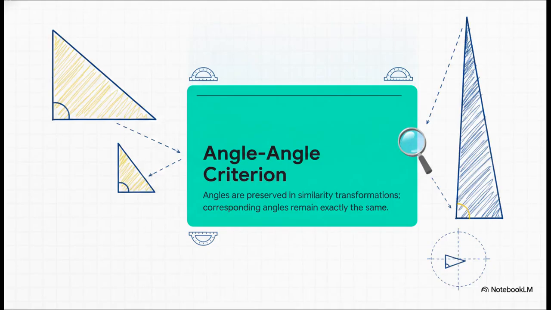Well, the crucial point here is that they don't change at all. Similarity transformations preserve angle measures perfectly. According to the angle-angle criterion for similarity, you could make a right triangle the size of a skyscraper, and if it's a dilation of our original triangle, those corresponding angles remain exactly the same. The size changes, but the angles are completely locked in.